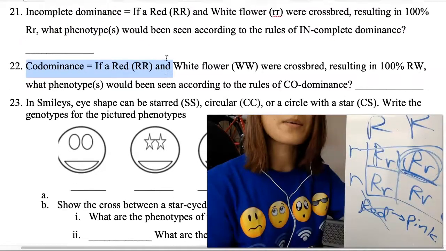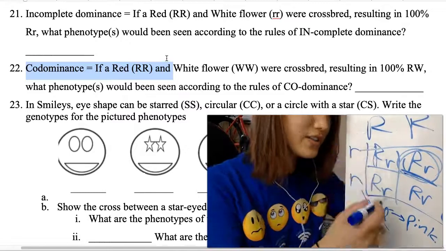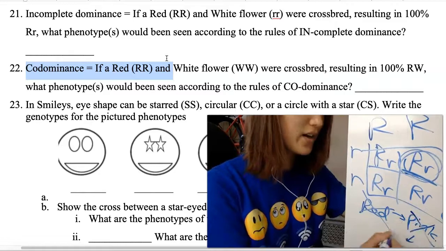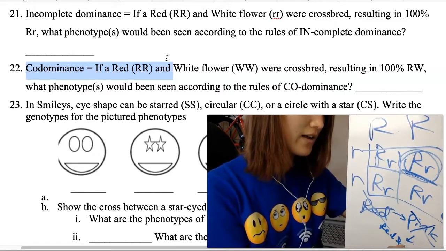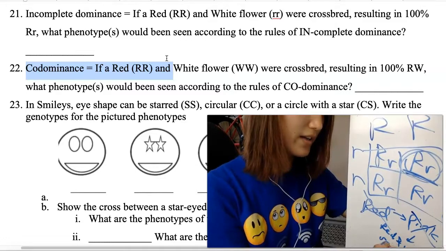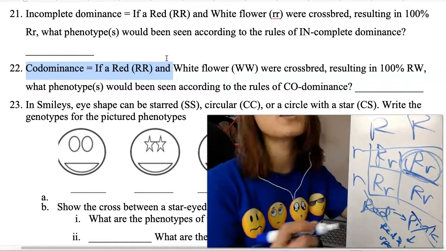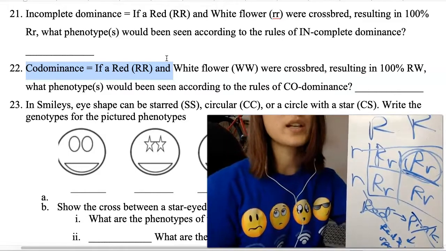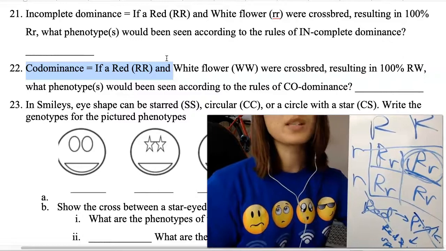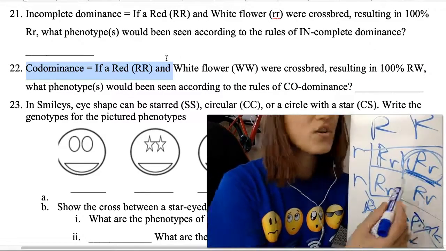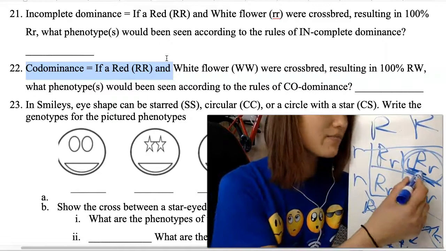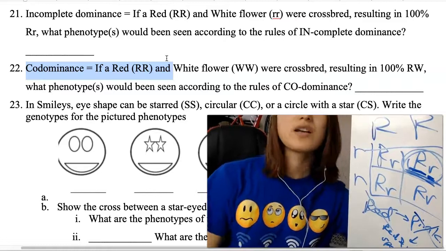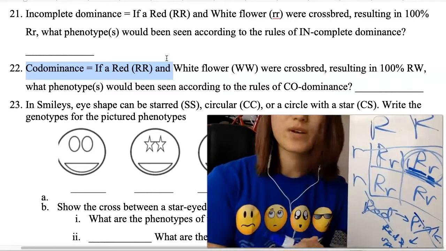If you had codominance, that's another scenario, right? You're still going to draw the Punnett square exactly how you normally would. But instead of pink, now you would have a red and white spotted flower. You would have patches of the petal that have red color and patches that have white color. This is called codominance because both colors are actually showing up at the same time. It doesn't really matter which one is dominant because they're all going to show up. So in this case, the color will be red and white spotted, okay?